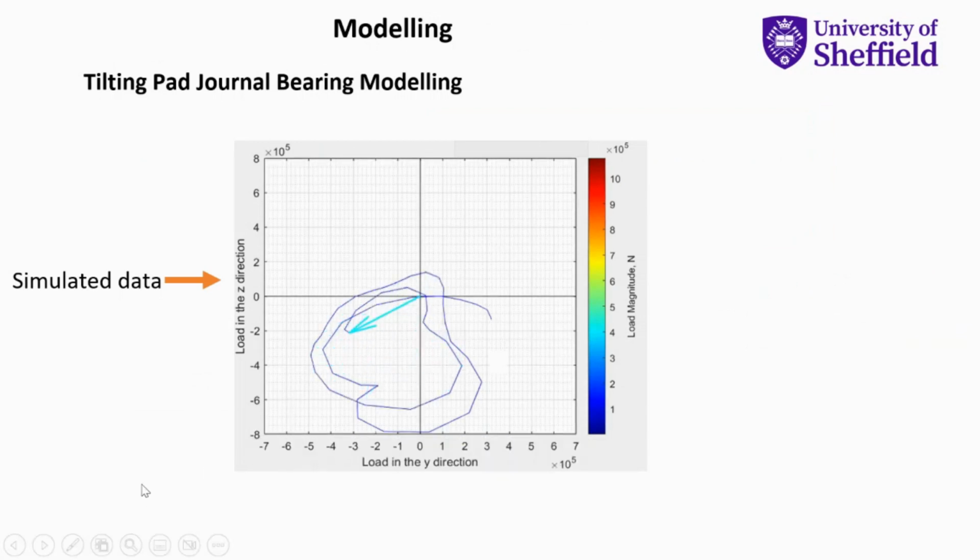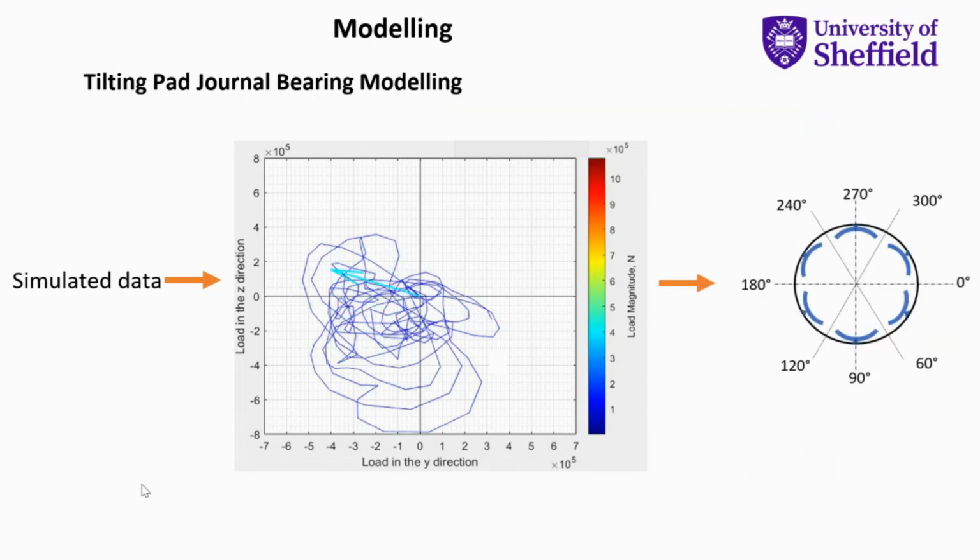And we get loading around the bearing. If you imagine the center of the bearing being at the origin of this axis, then we can see the load varies where it points around the bearing, like that. We can then input this into a definition made for where the different pads sit in the bearing, and we can study the load and frequency of loading experienced on each of the different pads.